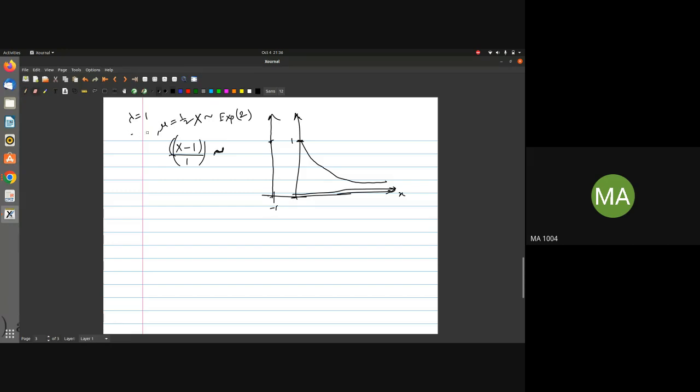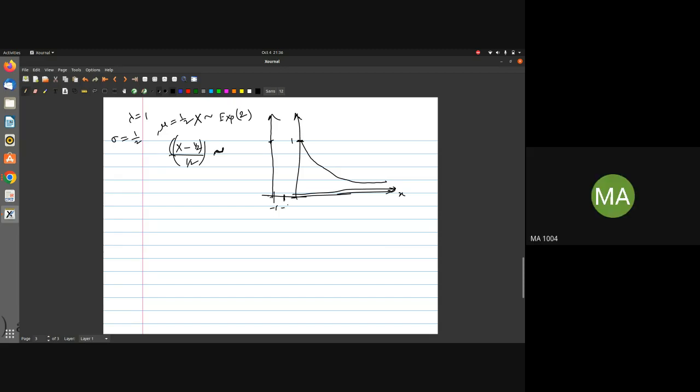And what is the variance? 1 by 4. Variance is 1 by 4, and sigma becomes 1 by 2. 1 upon lambda square is the variance. So standard deviation will be 1 upon lambda only, right? So 1 by 2 divided by 1 by 2. Okay, what will happen now?